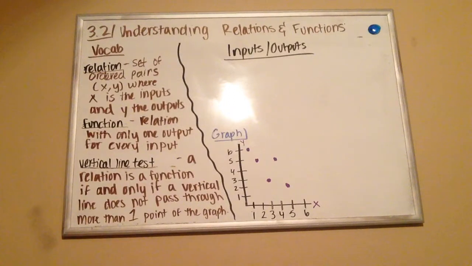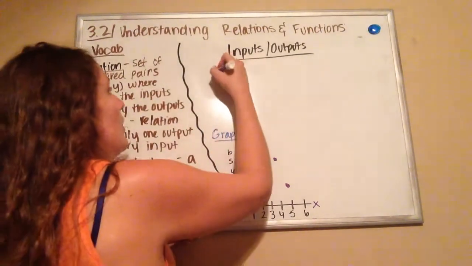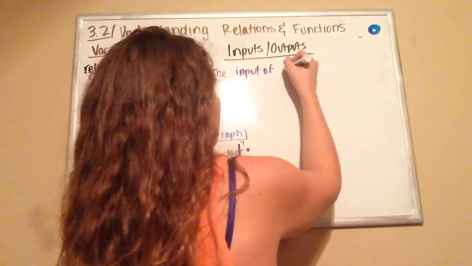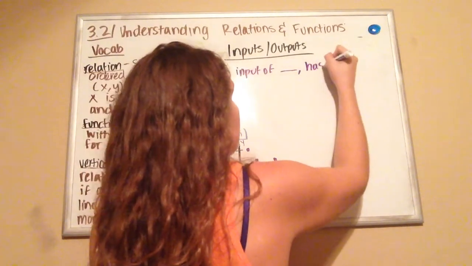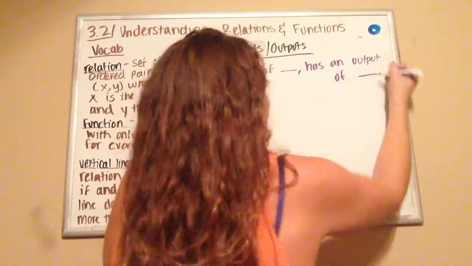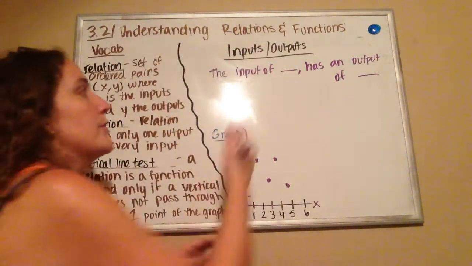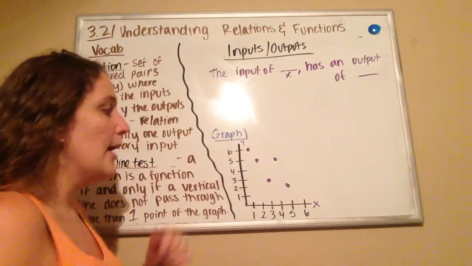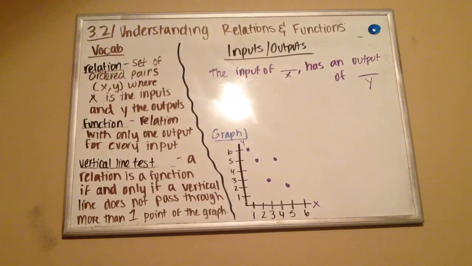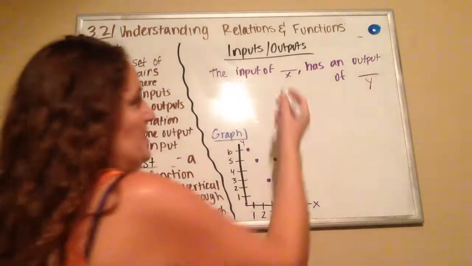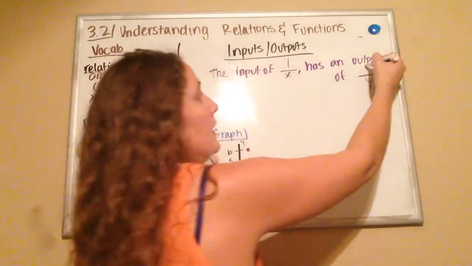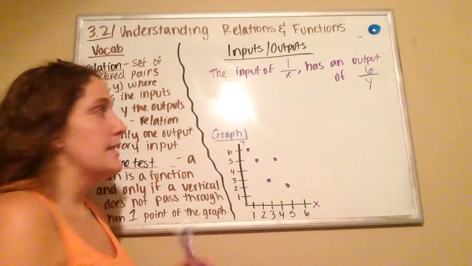So if we look at the input of blank has an output of blank. If we talk about inputs, we're always going to talk about X values. If we talk about outputs, we're always going to talk about Y values. So let's look at the X value of 1, because 1's on our graph. Well, the output is 6. So that would be how you would conclude that sentence.